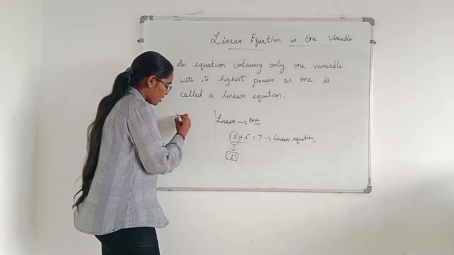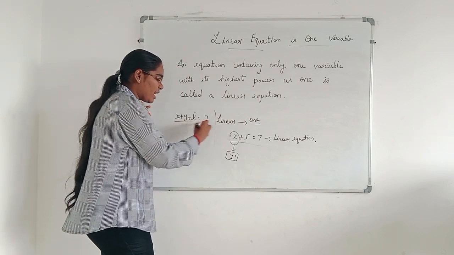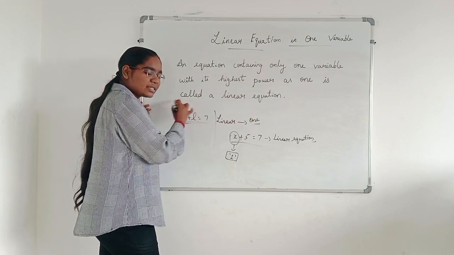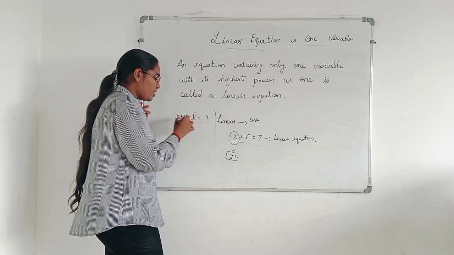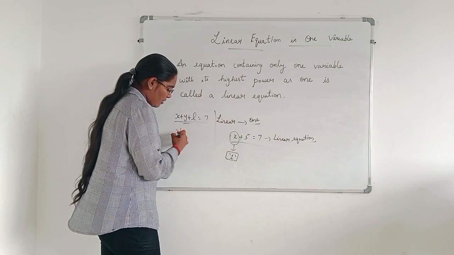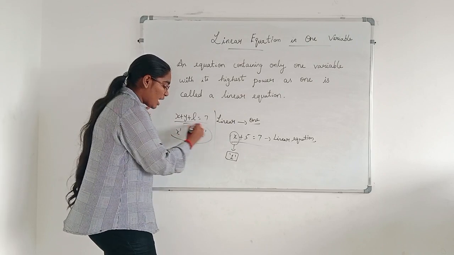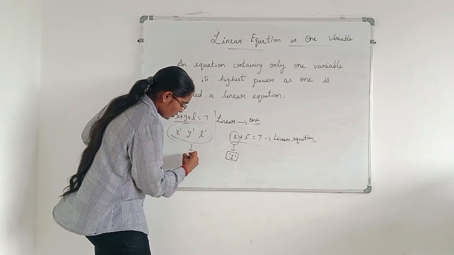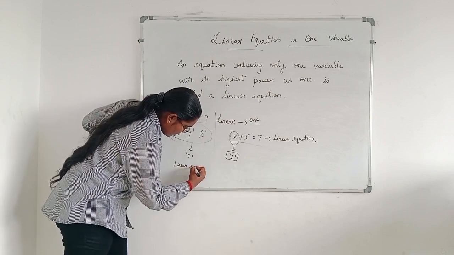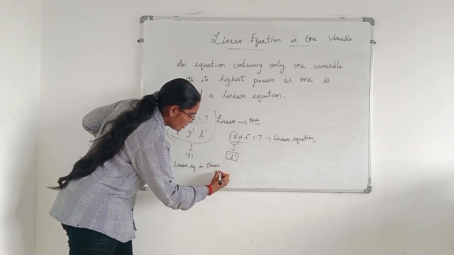Consider another example. x plus y plus l equal to 7. Here we have 3 variables. In these 3 variables, we have to check which variable has the highest power. The power of x is 1, the power of y is 1 and the power of l is 1. So the highest power is 1. So this forms a linear equation, a linear equation in 3 variables.